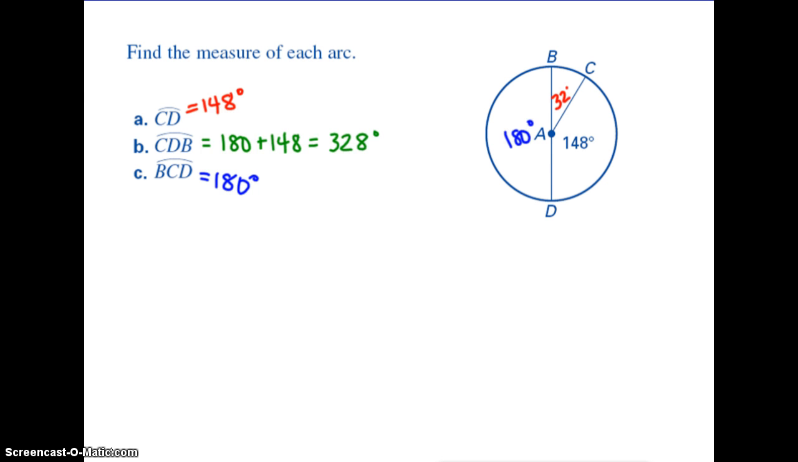Alright, so let's take a minute and talk about how we got our answers. First off, this is 180 degrees because it's a semicircle. So 360 minus 180 minus 148 gave me the 32 degrees here for angle BAC. Now arc CD is here, and it's made by the central angle that's 148 degrees, so its arc measure must be 148 degrees. CDB is a major arc, so I add 148 and 180, and I get 328 degrees. And BCD is 32 plus 148, or 180 degrees.